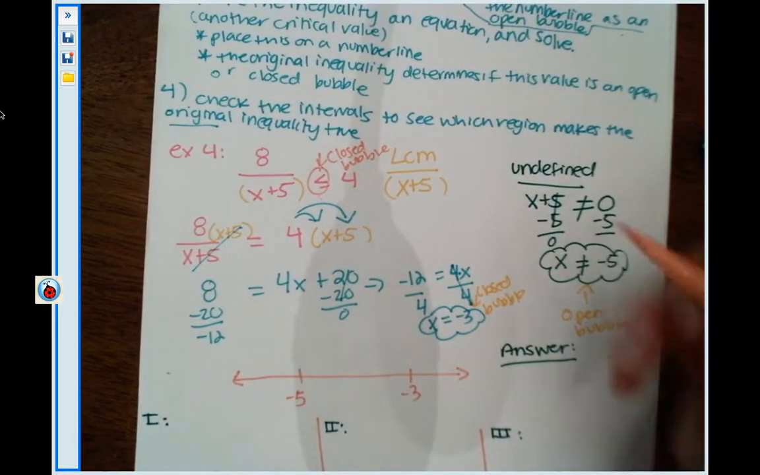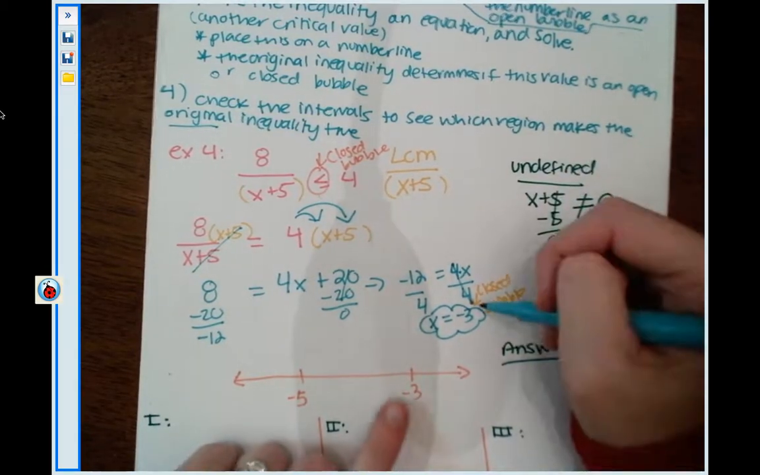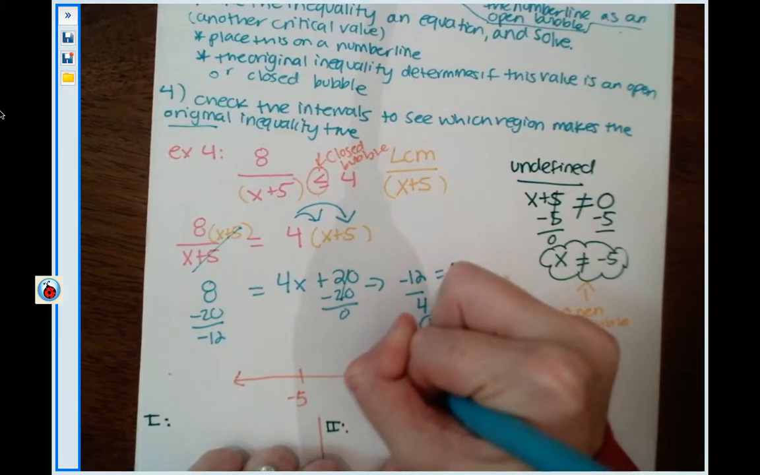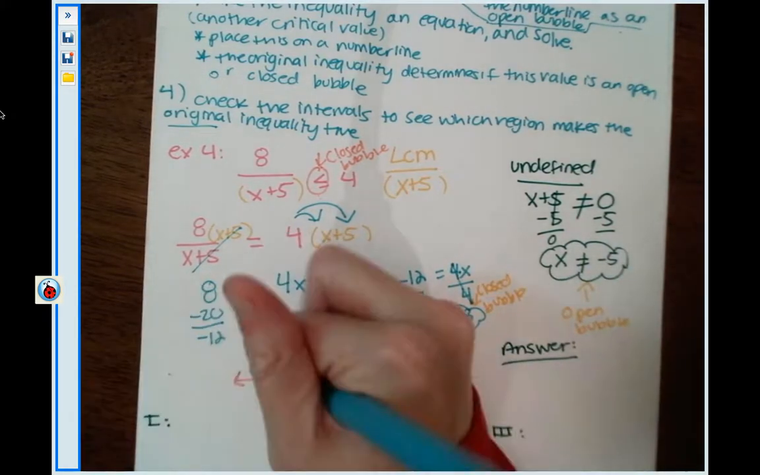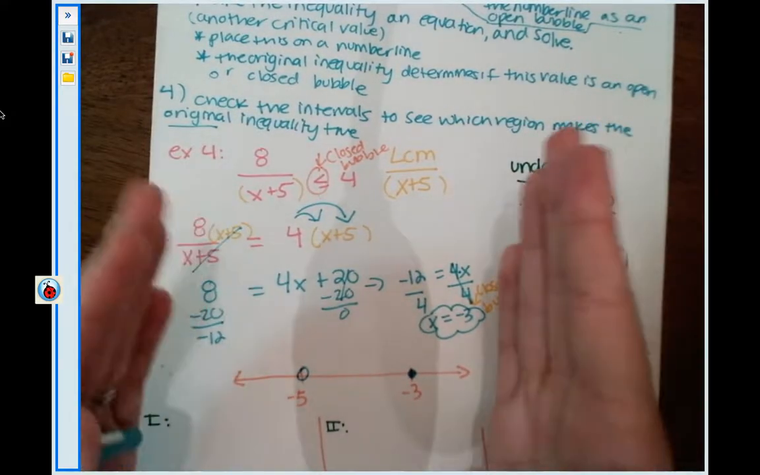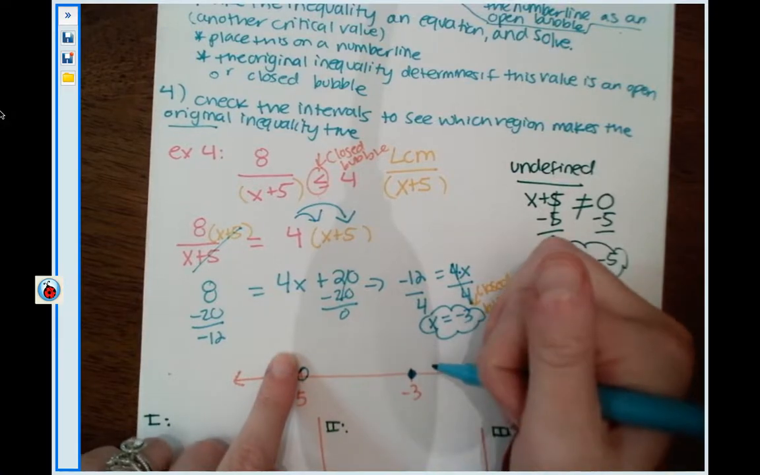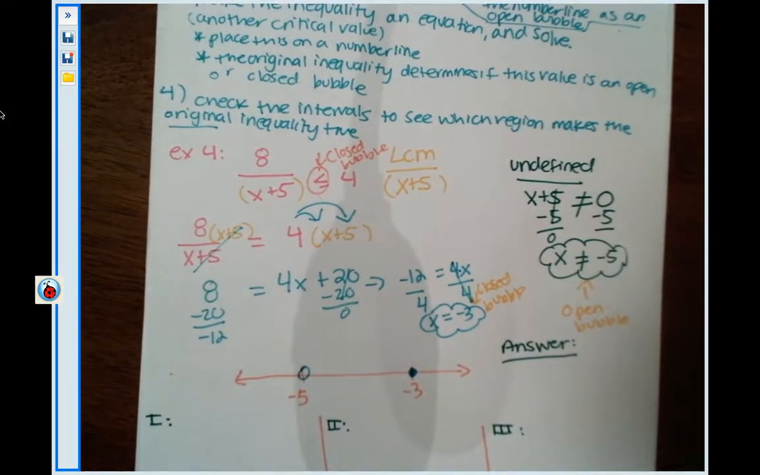Okay, and remember, you guys, I already know that my negative 3 is a closed bubble, and my negative 5 is an open bubble. So I'm going to go ahead and do that before I forget. I know it looks a little weird, but it is okay to have one bubble be open and one bubble be closed. It's okay, you guys.